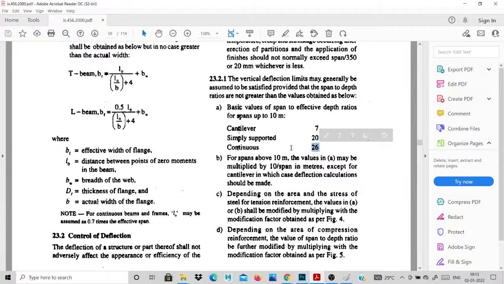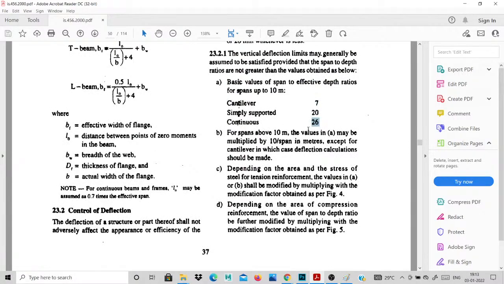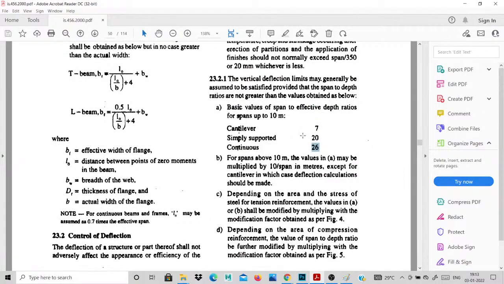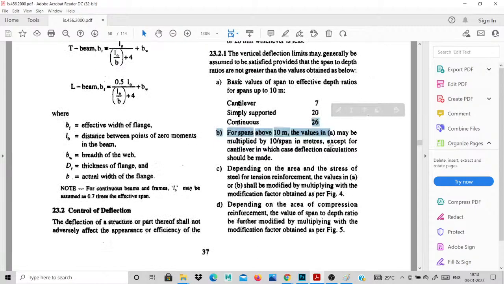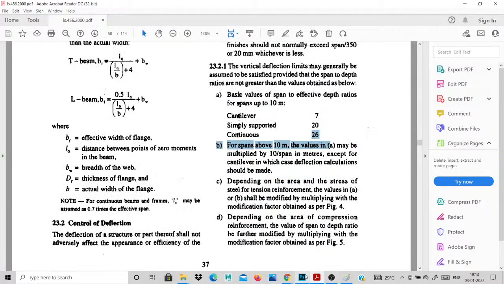Sometimes two-way slabs are also different. The first thing is how to take the values for your one-way continuous and simply supported. For simply supported slabs, two-way and one-way, you take 20, and for continuous you go for 26. This is the main thing for taking the span by depth ratio.